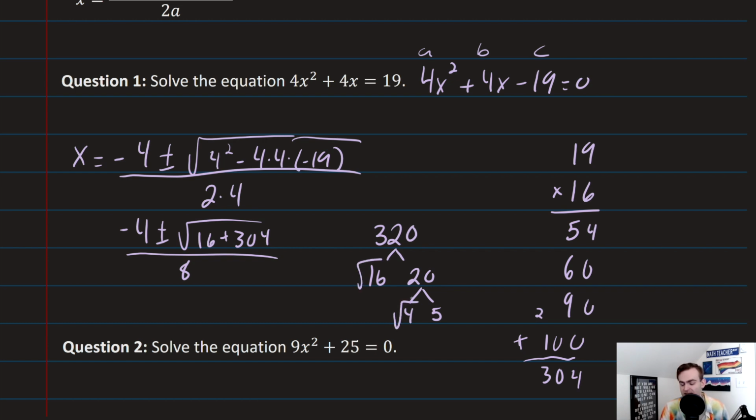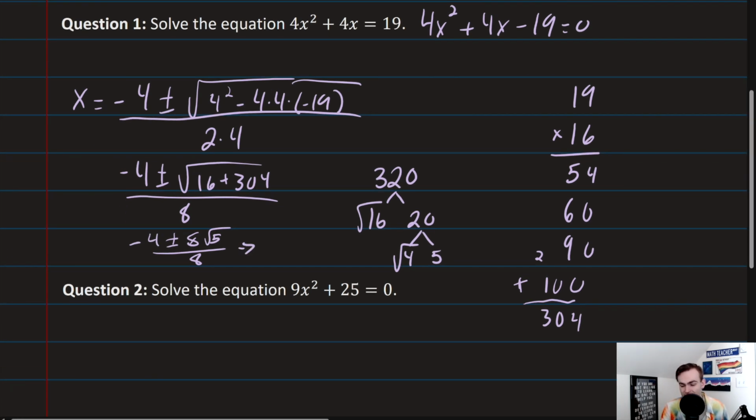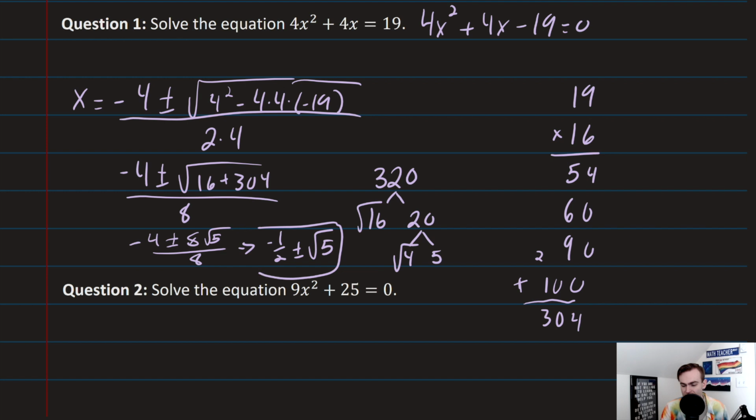The square root of 16 is 4. Square root of 4 is 2. 2 times 4 is 8. So this turns into negative 4 plus or minus 8 square root 5, over 8, which simplifies down to be negative 1/2 plus or minus the square root of 5. So because we got square root of 5 in our answer, it means that our quadratic here would not have been factorable because we got an irrational solution. So helpful in that case, but again, if you're able to factor, I highly recommend factoring instead.